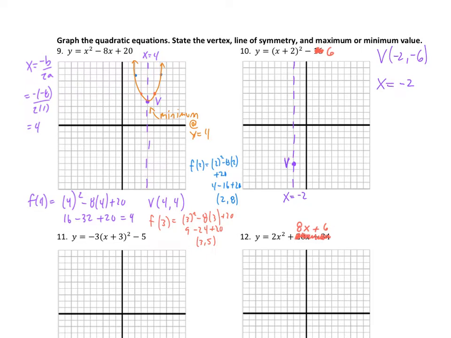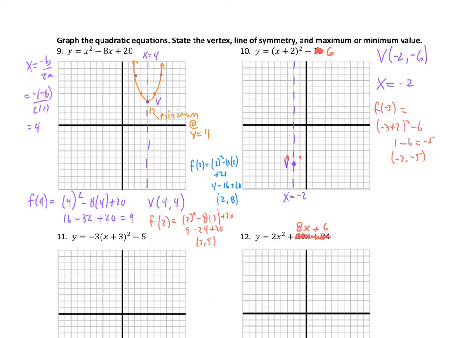So just like last time, I'm going to plug in numbers right around that. So I'm going to start with -3, since I'll just go to the left. So that would be -3 plus 2 squared minus 6, which is -1 squared, which is 1, minus 6, which is -5. So -3, -5. So right here, and then mirror that over.